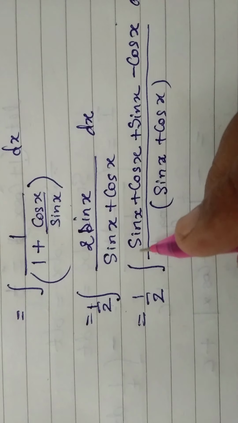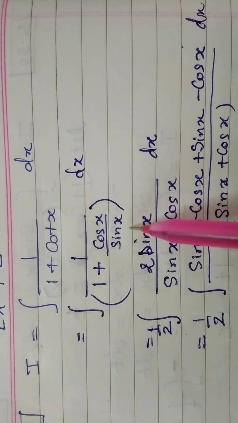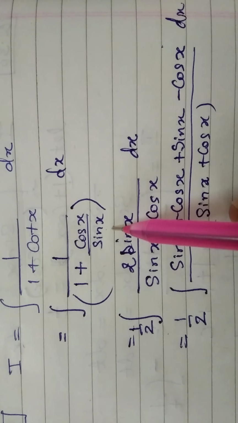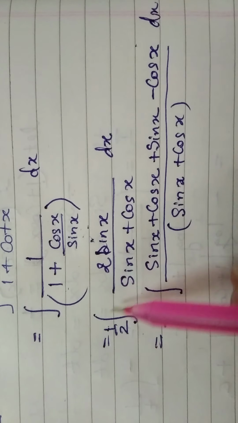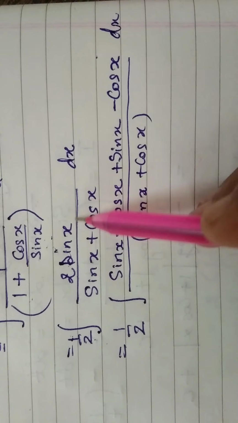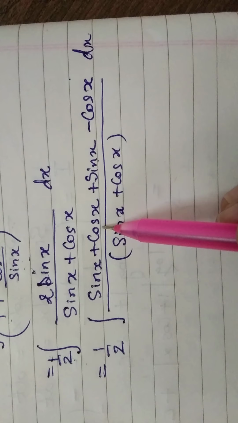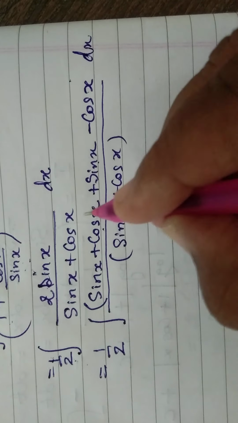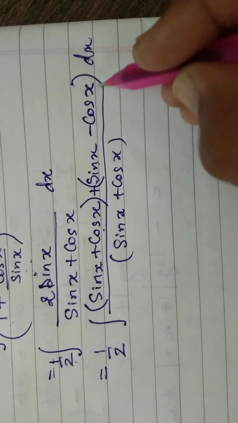Now what I had done over here in my question, I wrote cot as cos upon sine, then I took LCM in the denominator. The denominator of the denominator was sin x, so I took it to the numerator. I divided by 2, I multiplied by 2. This 2 sin x, I wrote it as sin x plus sin x. I added cos x and I subtracted cos x. Now these 4 terms, I'll make it into 2 groups like this, okay.